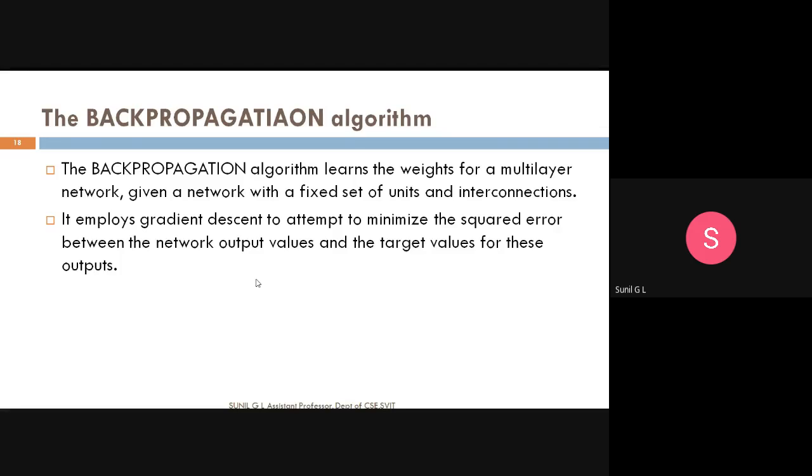It employs gradient descent to attempt to minimize the squared error between the network output values and the target values of these outputs. So we need to get at least nearer to the target value using the backpropagation algorithm. For that we have a concept called gradient descent, which is used to minimize the squared error between the output value of the artificial neural network and the target value of the output.